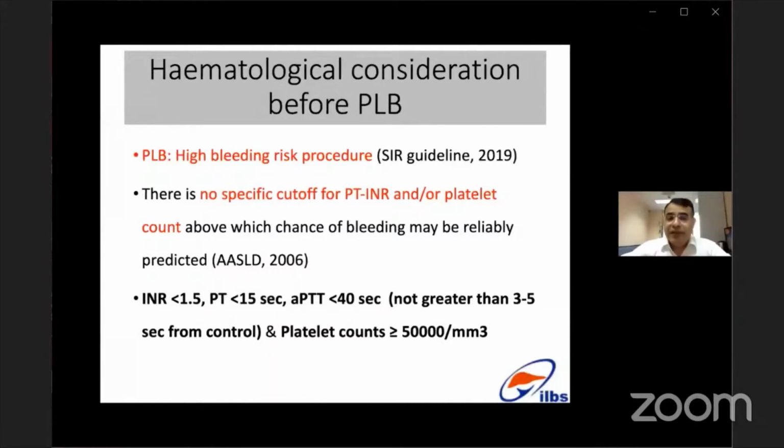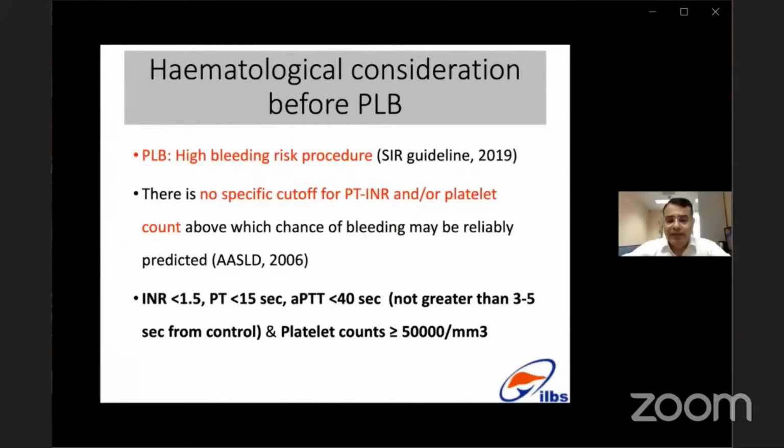Further, there is no specific cutoff for PT INR or platelet count above which chance of bleeding may be reliably predicted. This is as per the ACLD 2006, and there has been no further modification. Until date, we don't know what is the best cutoff below which you will never have a bleeding. So it may have bleeding even with normal coagulation.